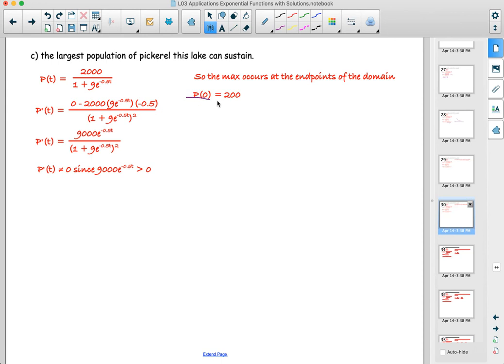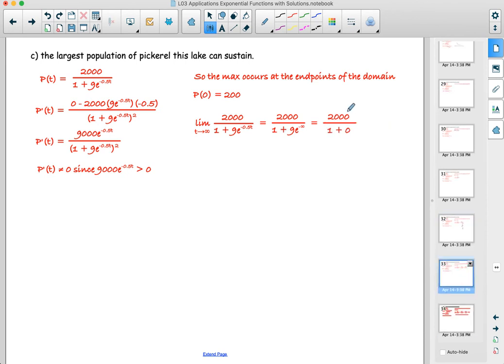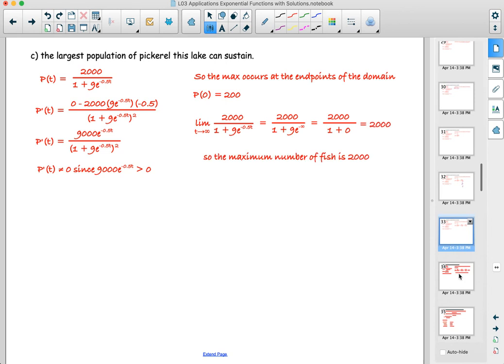So we've already checked p at 0. That was one of the first things we did. P at 0 was 200. And now let's think about the other endpoint, which would be the limit as t goes to infinity, because they didn't give us an endpoint. Let's send t to infinity of 2,000 divided by 1 plus 9 e to the negative 0.5 t. So imagine plugging infinity into that and seeing what's going to happen. This is going to become 9 over e to the infinity, and of course, that's 9 over infinity, and that's just going to be 0. And we're going to get 2,000 over 1 plus 0, and that's just going to be 2,000.